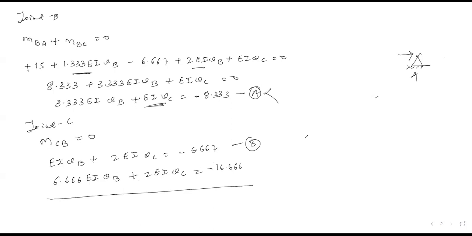Okay, what we have to do? This is multiplied by 2. Right? Minus, plus, so this cancels out. So here 5.666 EI theta b should be equal to approximately 10, 9.999. So we will get theta b divided by 5.666. So your theta b should be 1.76 divided by EI.